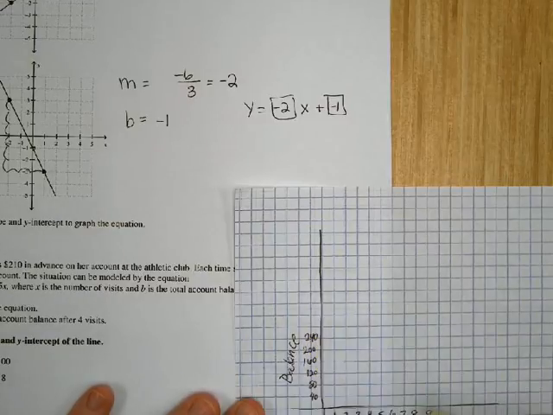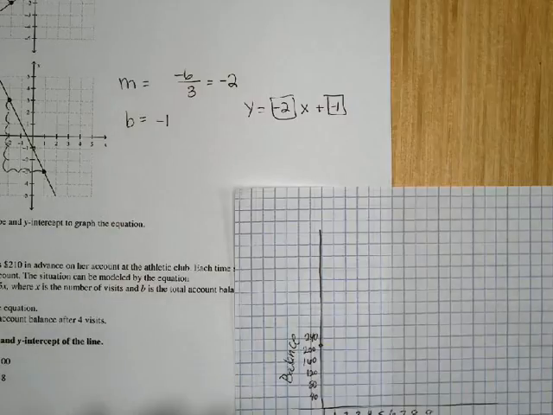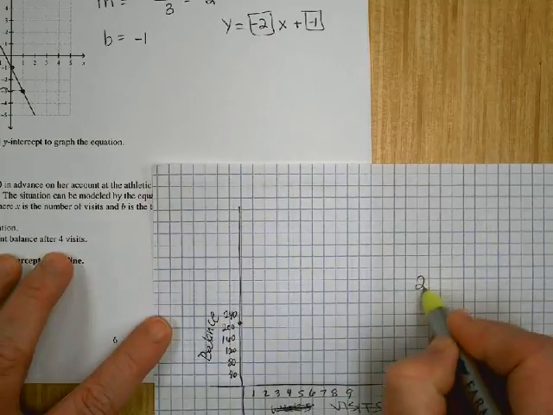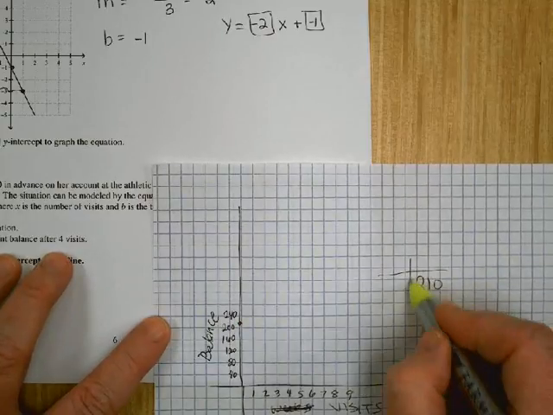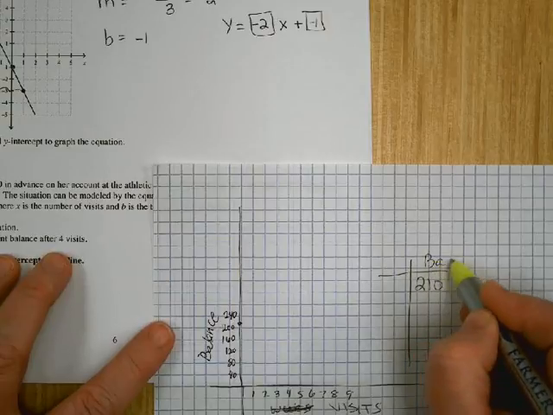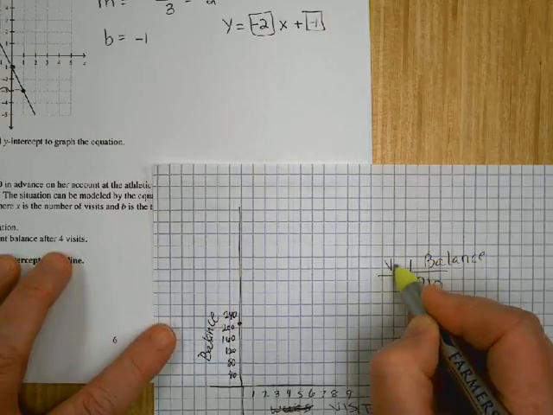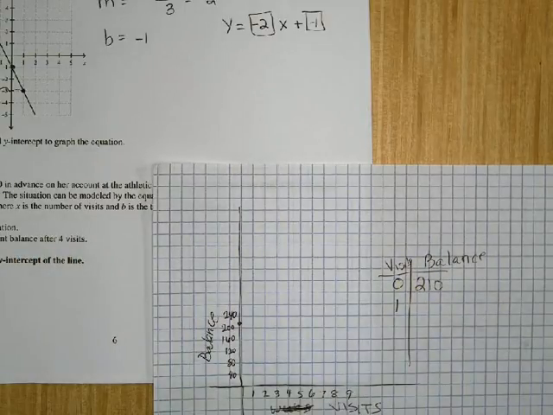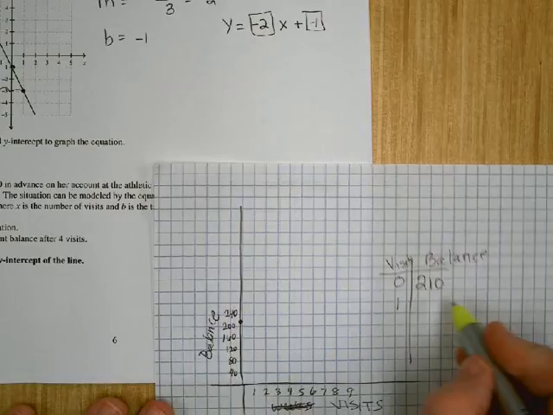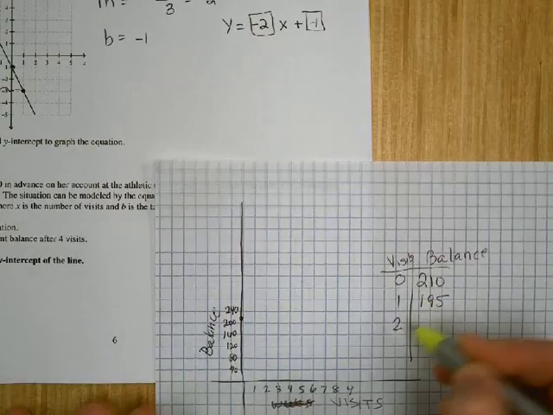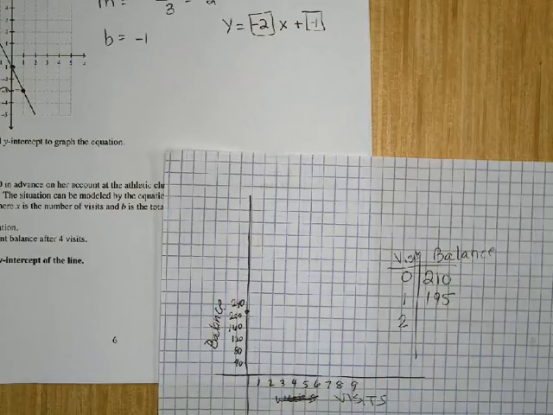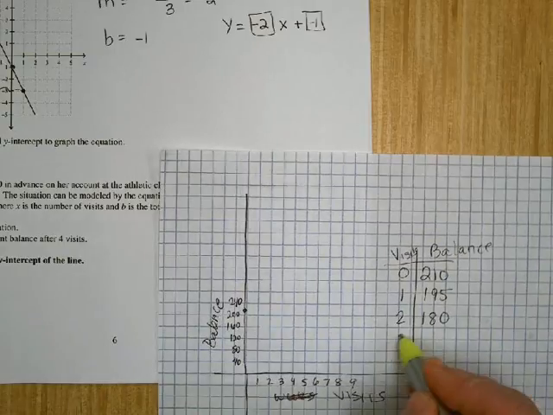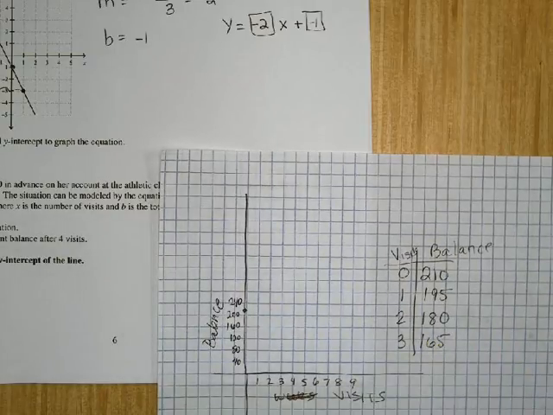So she's going to start right here at the beginning. Each time she visits, it's going to go down $15. Well, $210 is what's in her account. That's her balance. And these are the number of visits. After one visit, it's going to go down $15. So she's going to have $195. After 2 visits, it's going to go down another $15. She's going to have $180. After 3 visits, $165. And after 4 visits, $150.